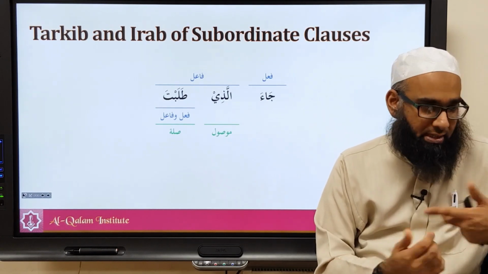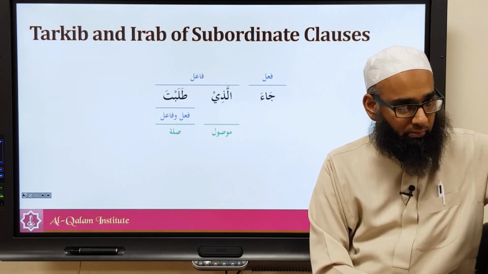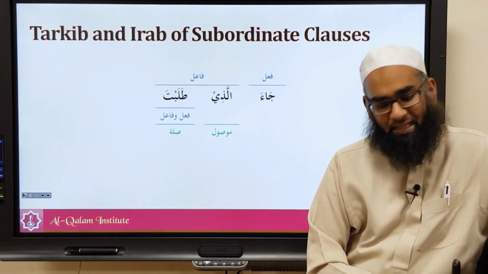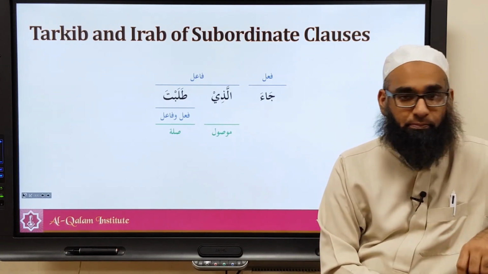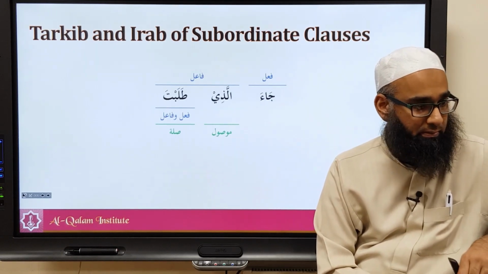You don't call it ism mawsul. You say it's a fa'il. You can say ism mawsul, but you have to say what is ism mawsulun, fa'ilun, or maf'ulun bihi, or majrurun. You have to label it right there and then. And the sentence after it has no mahal min al-i'rab. Does that make sense? Yes?